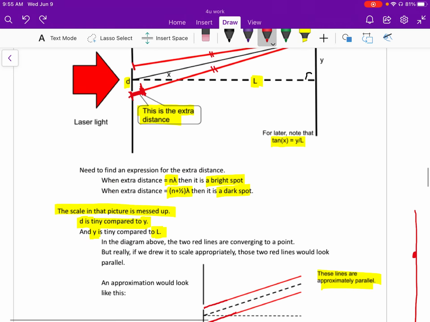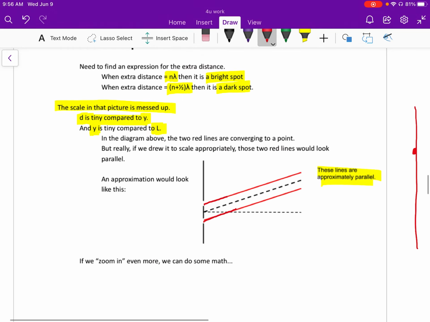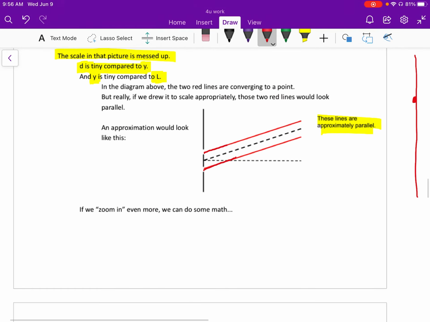Similarly here, I know that technically the bottom line is on a slightly different angle than the top line so that they come together to a point. Just this point is so far away. It's way over to the right that even though they are coming together to a point, we can approximate them to be parallel. So moving forward in our proof, we're going to approximate these two red lines as parallel, even though they kind of are coming together to a point.